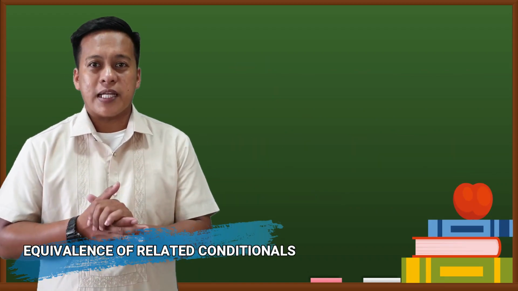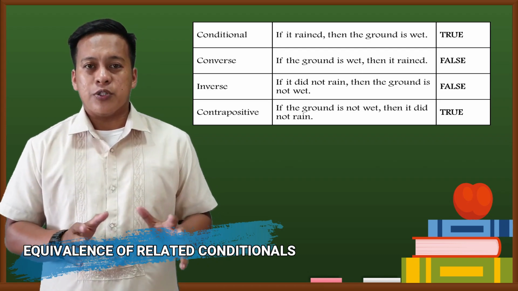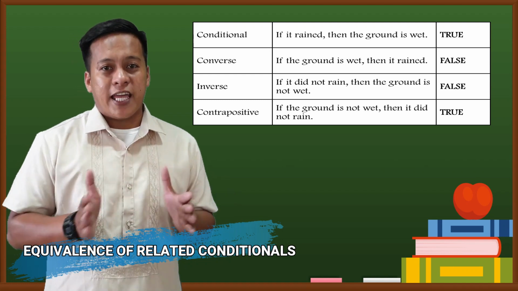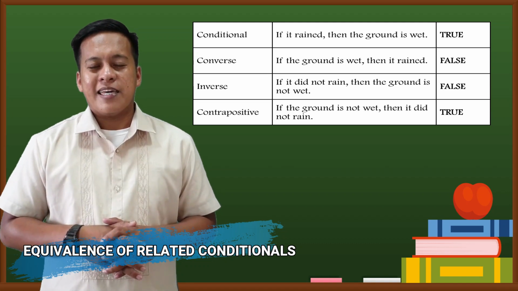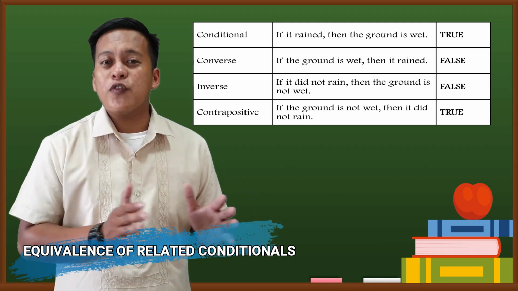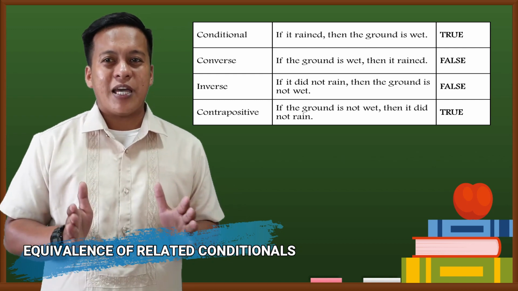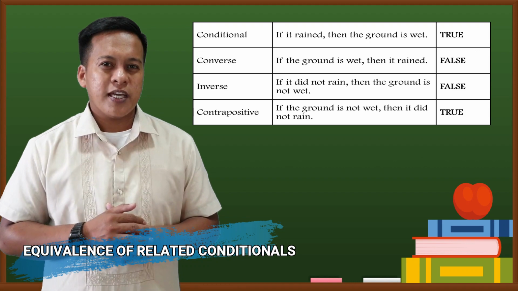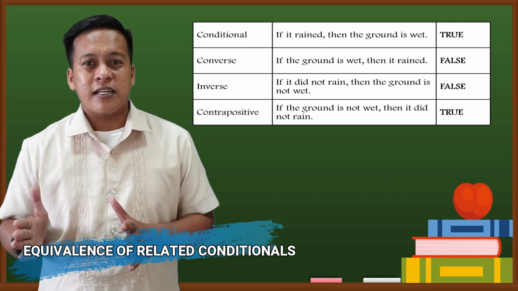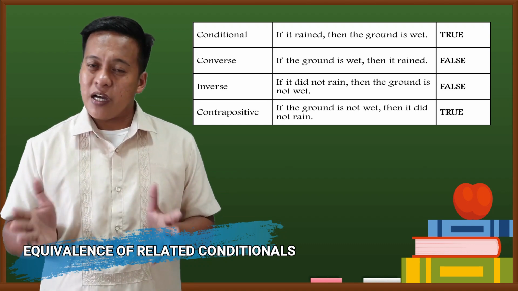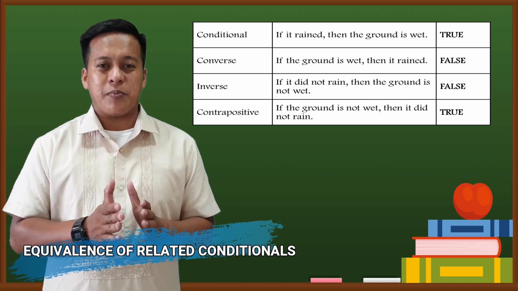Let us consider the related conditionals in example number 1. Conditional: if it rained, then the ground is wet. Is the statement true or false? Assume that the hypothesis is true. It rained. Then, it will be certain the ground is wet, which is our conclusion. Therefore, the conditional statement is true.